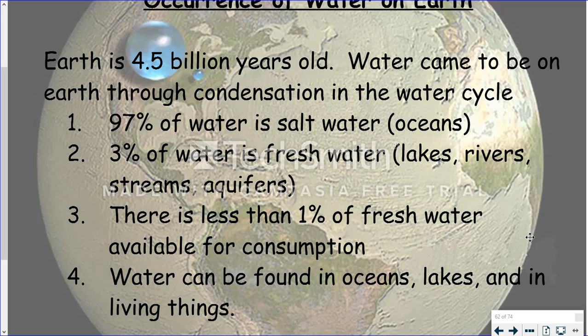Water can be found in oceans, lakes, and in living things, and that accounts for all of our water on Earth. If you were to look closely at this picture, this large marble represents the 97% of salt water that's on Earth. The smaller marble represents less than 3% of fresh water. And then right behind the letter C here is a blue dot that represents the less than 1% of water that we can drink.